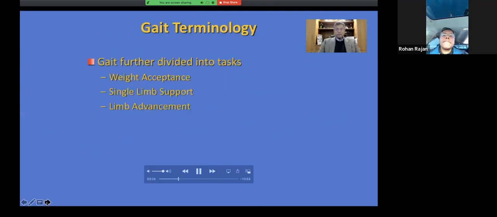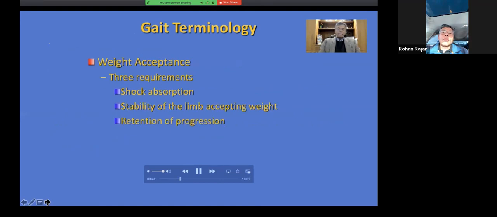Gait is further divided into several tasks: weight acceptance, single limb support, and limb advancement. Weight acceptance and single limb support happen during the stance period, while limb advancement happens during the swing period. In weight acceptance, there are 3 requirements: shock absorption, stability of the limb accepting the weight, and retention of progression.